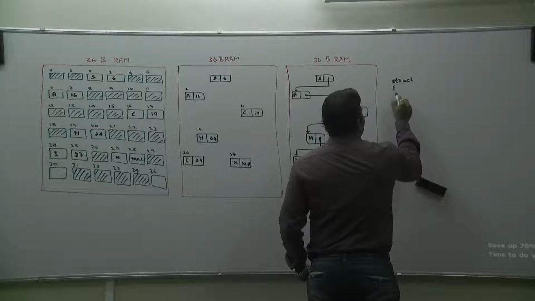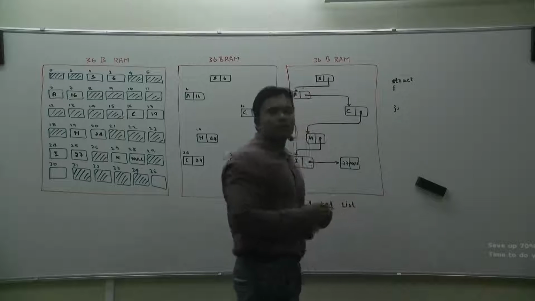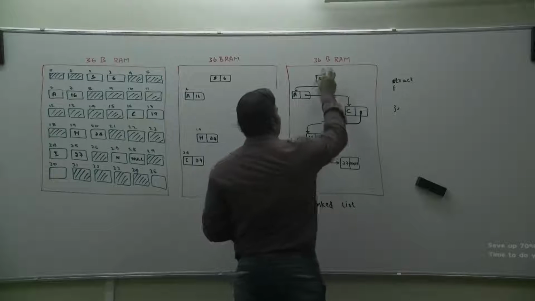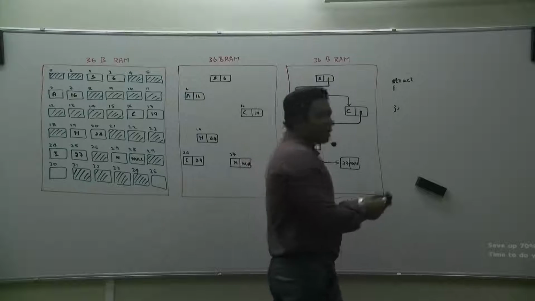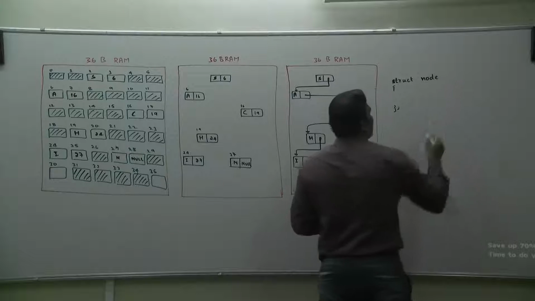I told you open bracket, close bracket, semicolon. Oh, correct, sir. What is the name, sir? You may ask. You can call this either as node or list. I told you, I will maybe call it as node. If you want to call it as list, call it. I am calling it as node.